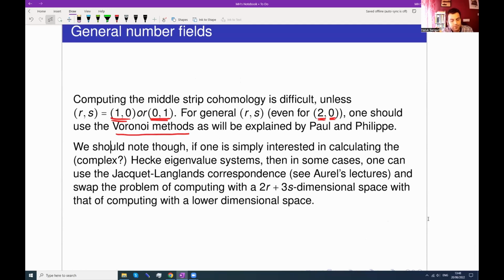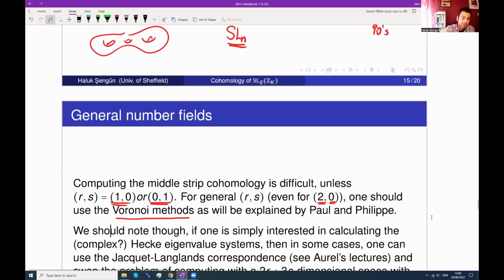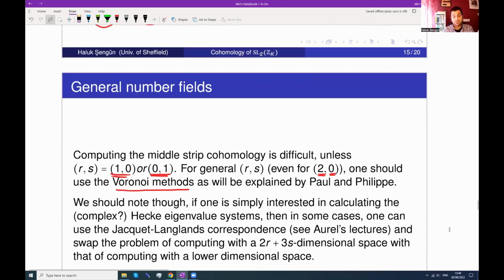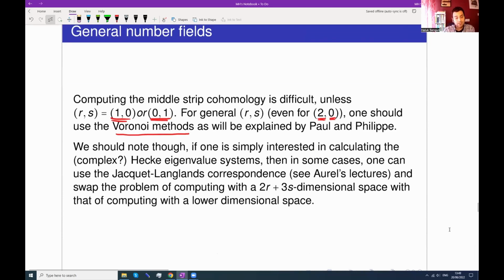Of course, you can say, I want to compute that cohomology group, then it's tough. You have to use the Voronoi method. But if you say that I'm interested in Hecke eigenvalue systems captured in that degree, then you might cheat. There's Langlands functoriality, which means that different algebraic groups, if they're structurally related, their automorphic forms will be related. So you can use the Jacques-Langlands correspondence to, in some situations, get your Hecke eigenvalue information from a smaller dimensional manifold. Sometimes you can do algebraic modular forms.